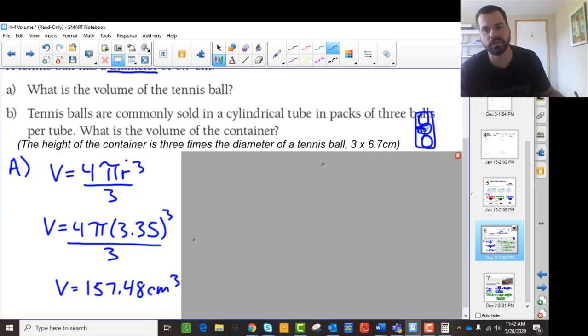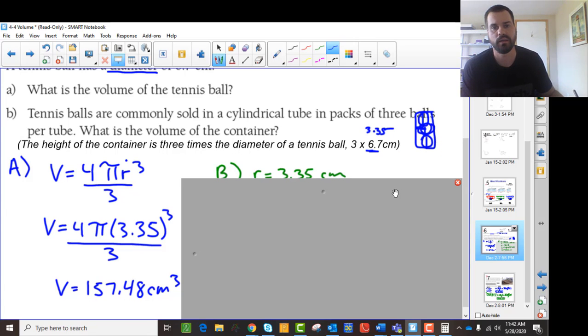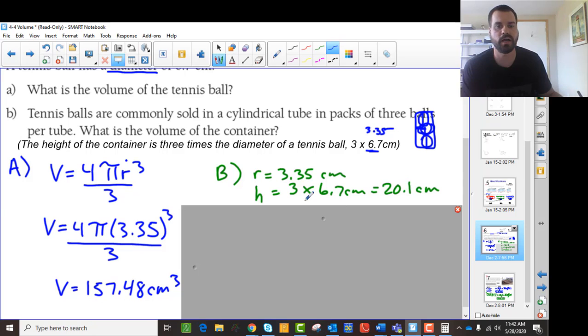So it's a cylinder. It has a radius the same as the tennis balls. Okay, I haven't drawn it as nicely as I would like, but the tennis balls are touching the outside. So the radius is 3.35. And then the height is going to be 3 tennis balls with the full diameter, right? All the way down, all the way down, and all the way down. So we're going to get our radius to be 3.35 and our height to be 20.1. 3 times 6.7.